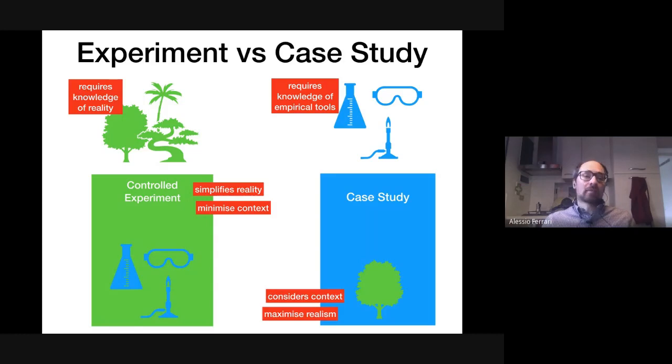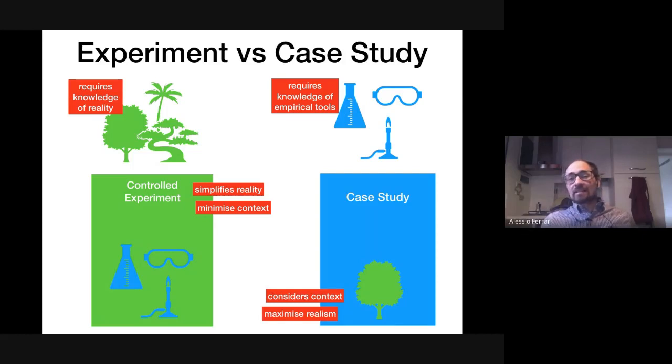So in an experiment, you need to know the reality and you need to port it into the lab. Port it by simplifying it, so selecting variables, measures, and minimizing the context. So you want to focus on variables and isolate them, and control a set of variables in a way that minimizes the influence of context, because you want to see the effect of a certain variable over another, dependent variable.